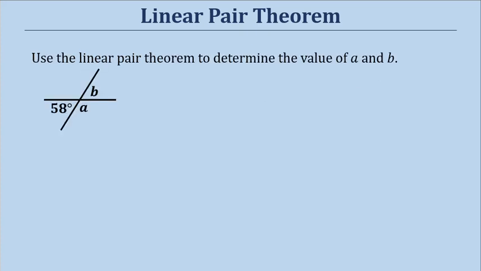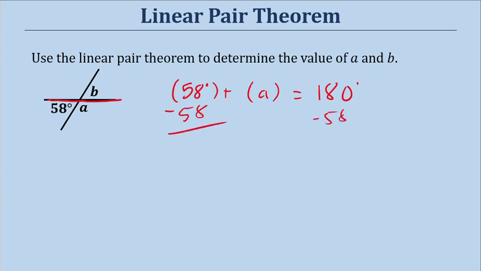This is a slightly more complicated version of that same situation. Now I'm going to start with the angle I know, this 58 degrees. It forms a line with A. So that means those two angles together are going to add to equal 180. So 58 degrees plus A equals 180 degrees. I'll subtract the 58. That'll cancel on the left, leaving me with A equals 122 degrees, because we borrow from the 8 to make a 10, and 10 minus 8 is 2, while 7 minus 5 is also 2.